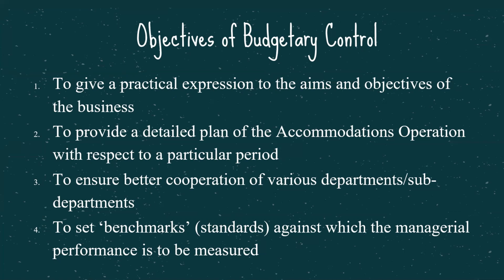All that detailed roadmap is there to ensure better cooperation of various departments and sub departments. If you don't cooperate with each other, you obviously cannot meet your budgets. We need each other's help. It could be for upselling, it could be for projecting revenues and preparing accordingly, it could be planning your staffing or recruitment also. Every employee makes a difference.